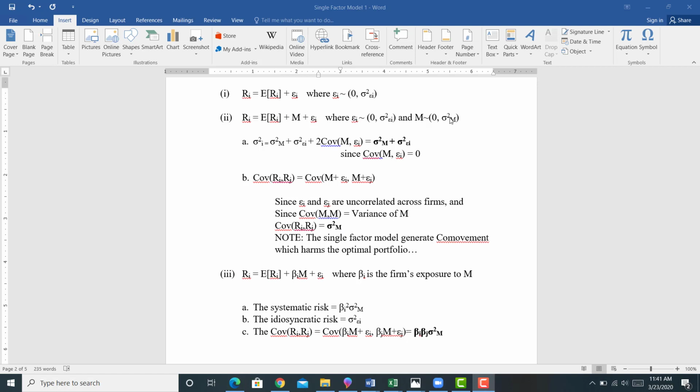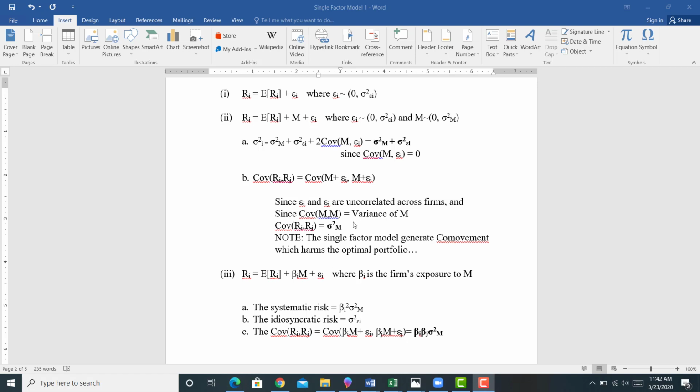systematic risk event, which is denoted here, which by the way has to be positive because this is a squared term. This suggests that the single factor model generates co-movement. All right? That the covariance between two individual assets is going to be positive. And because it generates co-movement, that harms my optimal portfolio. Recall in previous discussions that I want two assets in my portfolio that have negative covariance. And here what happens is when we account for systematic risk events, systematic risk, that generates co-movement. That's a positive covariance, and that harms my optimal portfolio.